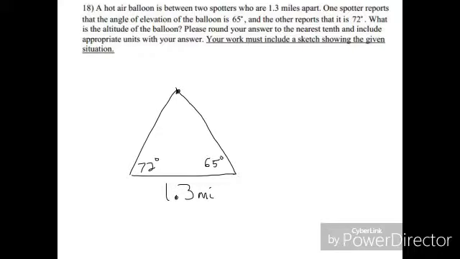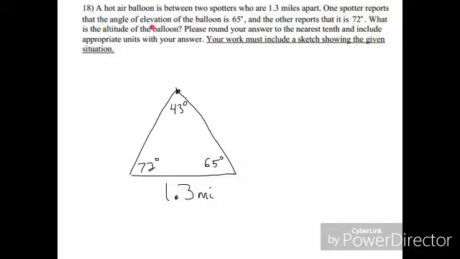Without reading the rest of the problem, I can already determine the third angle, because 180 minus 72 minus 65 is 43. We have 43 degrees. We now have an opposite pair, so we can find any other side we want. We can solve this triangle, said another way. Totally solve this triangle. Now let's read through the rest of the problem and see what else we might need.